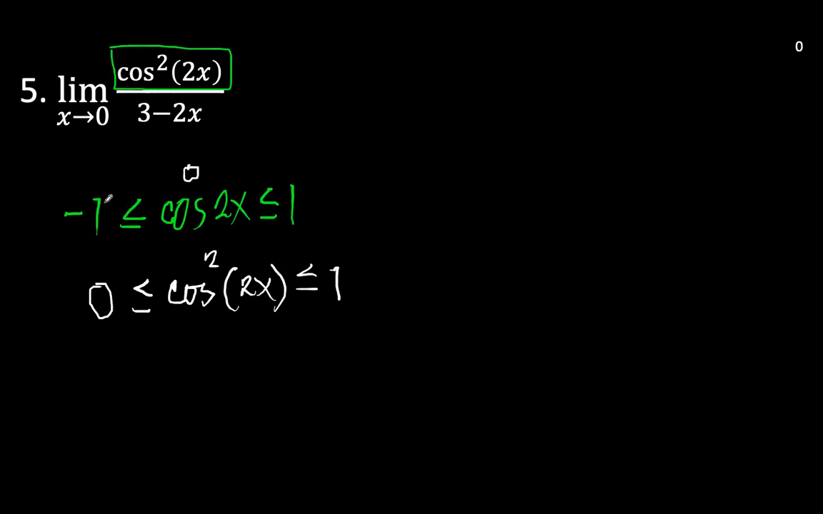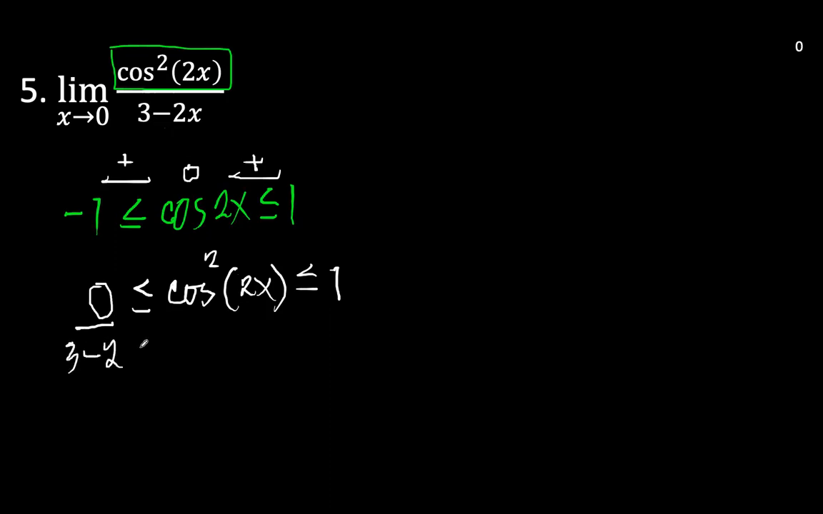And the squares of all the negative numbers here are all positive, while the square of 0 is 0. So therefore, the minimum value of cosine square of 2x is 0. Okay, so cosine square of 2x is now greater than or equal to 0, but less than or equal to 1. All right, so this is now our new range. And we already got the numerator, so we need to divide all the terms by 3 minus 2x to express the middle term in terms of the given problem.